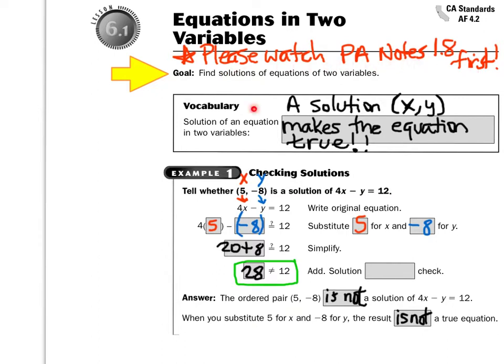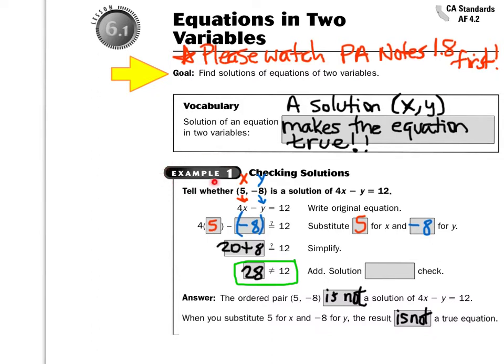Okay, so let's talk about what it means when they say a solution of an equation. A solution usually means an answer, okay? But the answer is going to look a little different now. The answer is going to look like this, x comma y. So an x value comma a y value. So a point, like we practiced graphing with Pre-Algebra Notes 1.8. And this point is really special because it's going to make the whole equation true.